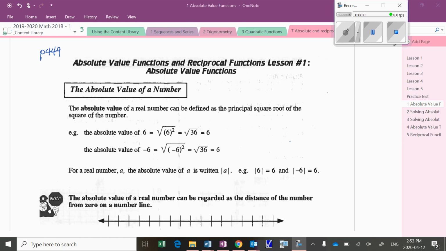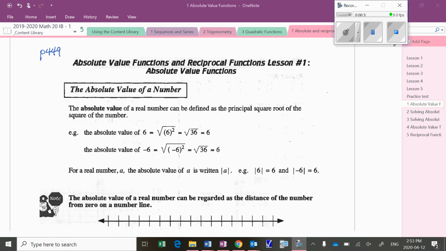Okay, so we're on page 449 of the Math 20 absolute value workbook, and today we are looking at absolute value functions. So before we get into absolute value functions, let's take a look at just what absolute value means. So if we're taking the absolute value of a number, this definition that they've provided is a little confusing, but let's just go through it anyways.